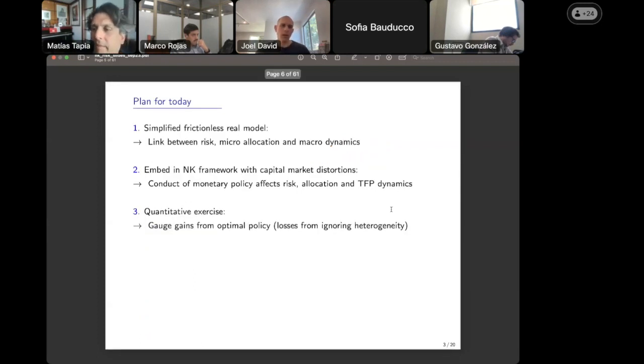Okay, so let me give you a brief plan of what I'm going to do. The presentation is going to be divided into three parts. I'm first going to introduce the simplest thing we could possibly think of, a simplified, frictionless real model. And I'm going to investigate that model in some detail and use it to illustrate the link between risk, microallocations, and macrodynamics. And you might be sitting there thinking, if this is all about monetary policy and financial frictions, why this frictionless real model? I promise you, if you bear with me and understand the economics of the simple model, everything else is going to follow immediately.